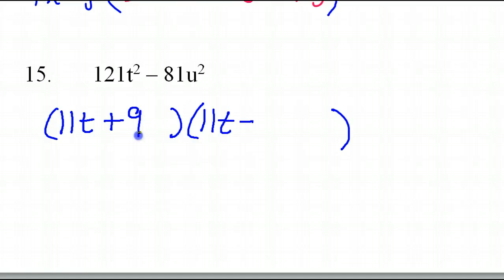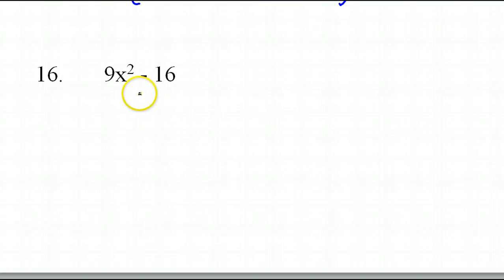81, of course, is 9 times 9. And then u squared is u times u. So 11t plus 9u, 11t minus 9u. That's the pattern of the difference of 2 squares. Number 16 is also the difference of 2 squares. The 9, 16, both perfect squares. So let's knock this out.